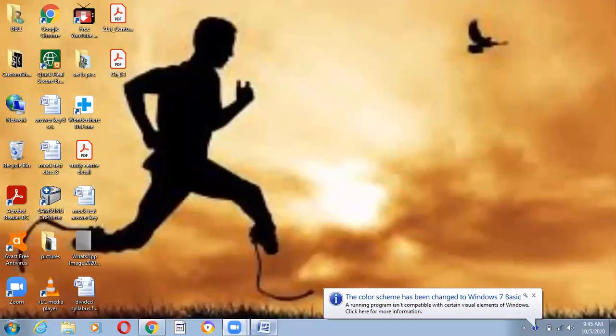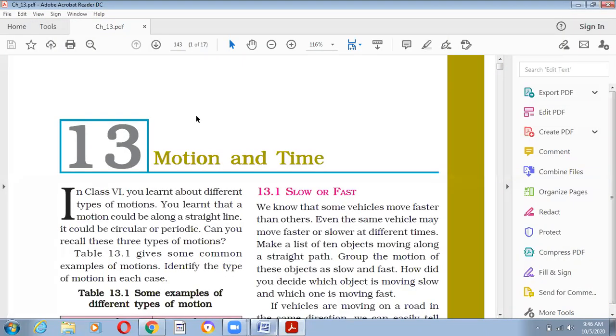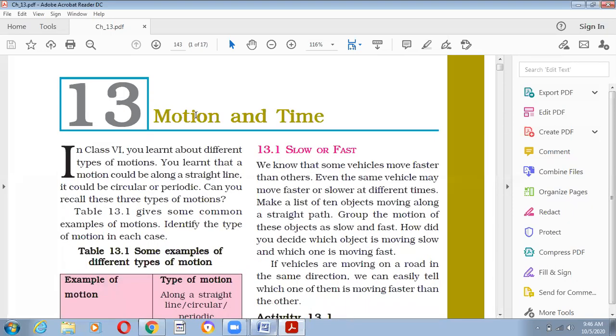So let us start with a quick review of the chapter Motion and Time. In motion and time, we discussed the different kinds of motion, in which we discussed oscillatory motion. First of all, I would like to give you a short review about this.